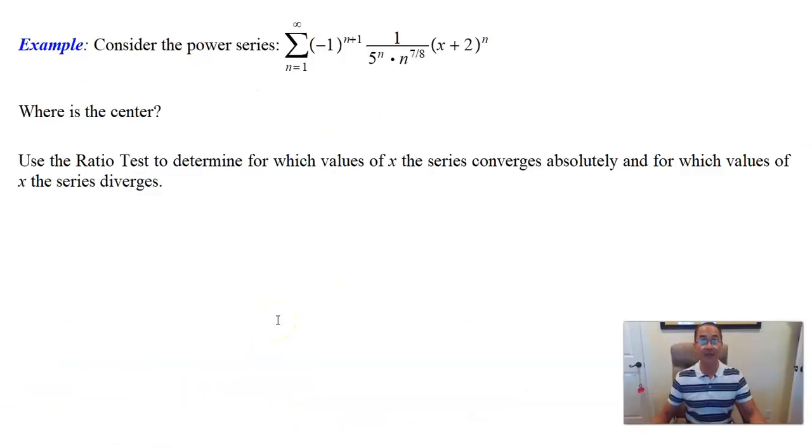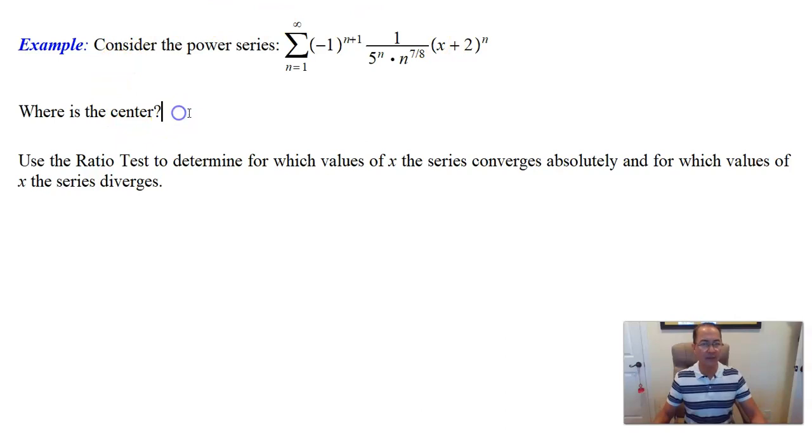And now for something completely different. Here's a power series. We start at n equals 1, going to infinity, alternating, minus 1 to the n plus 1. So we start out with 2, so positive. 1 over 5 to the n times n to the power 7 over 8. Ooh, p series. Times x plus 2 to the power n. Okay, so we're going to do some stuff to this.